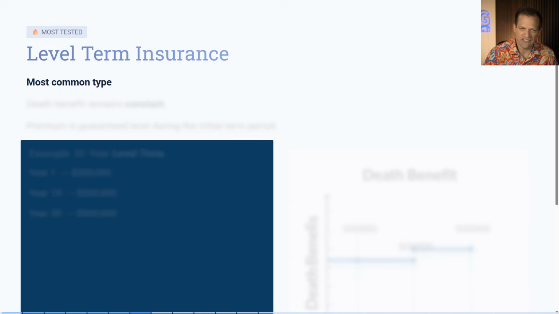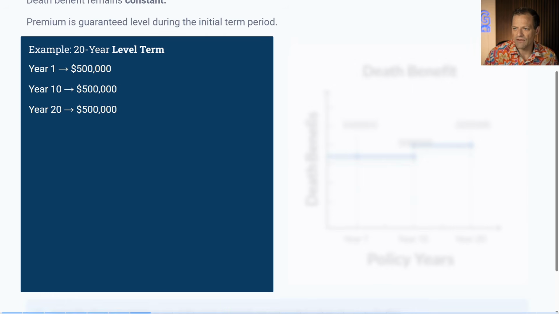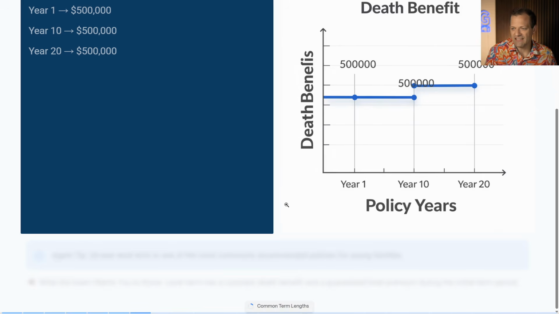So level term insurance is the most common type of term insurance you're going to see out there. It's most of what is offered. It's where the death benefit remains constant and the premium is guaranteed during the initial term period. So if it's a 20-year term, that premium is level for that period of time, okay? So for example, in a 20-year level term, the coverage is 500,000 in year 1, year 10 is 500,000, and year 20 it's 500,000. Okay, so the death benefit does not change; it stays exactly the same.